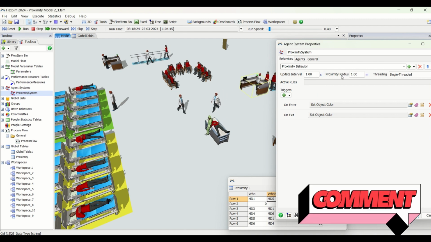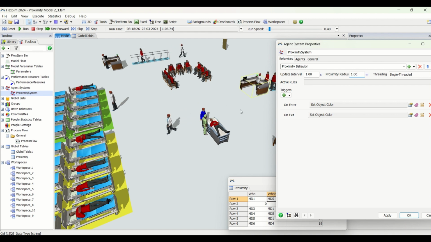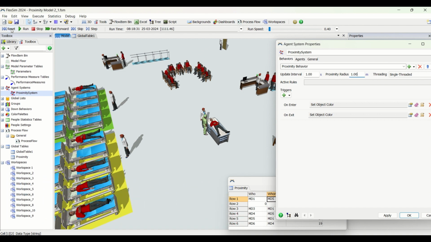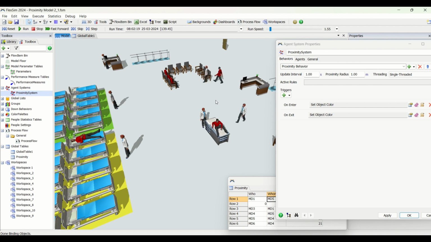Then we have the proximity radius. This is nothing but the radius within which, if two agents come in, the proximity condition is satisfied. I'll just reset this model and run again so that less memory is consumed. So the proximity radius is an invisible radius around this operator, which is 1 meter, and whenever two persons come within this radius of 1 meter, the proximity is going to get triggered.